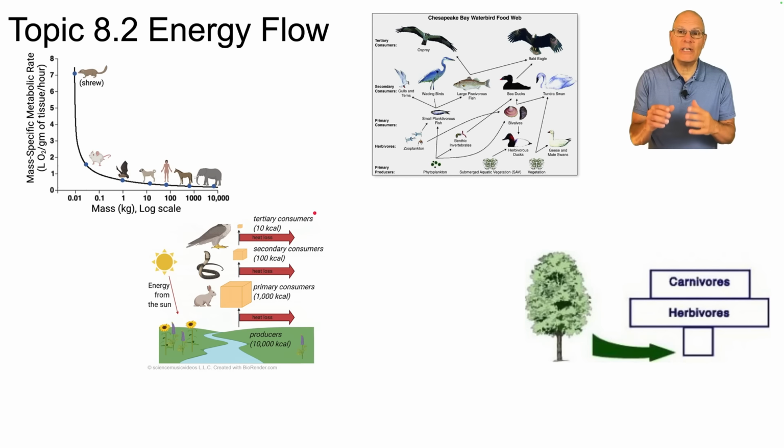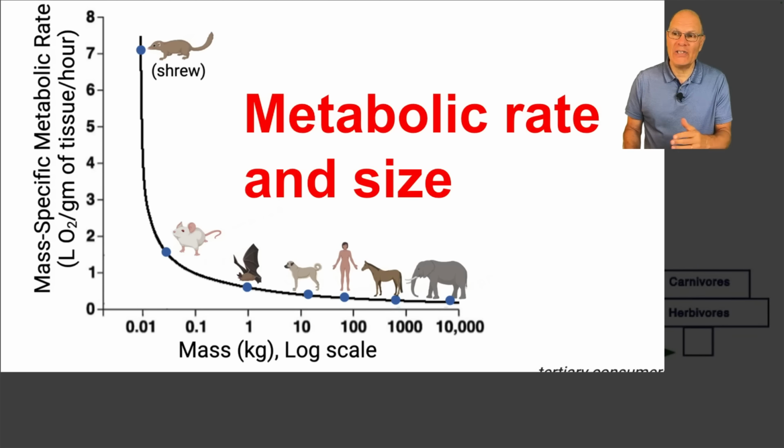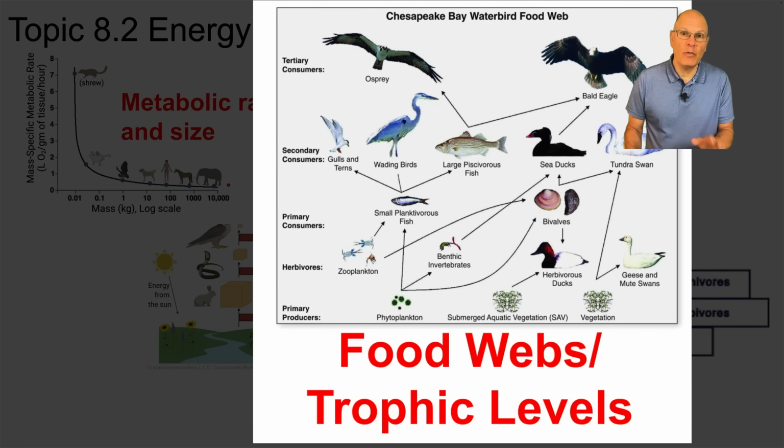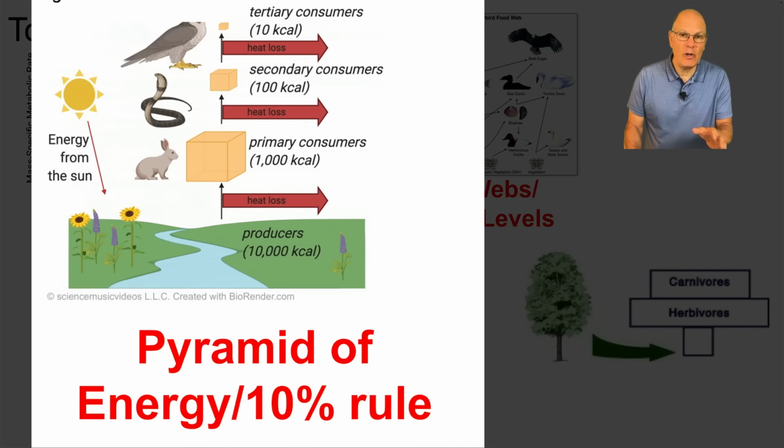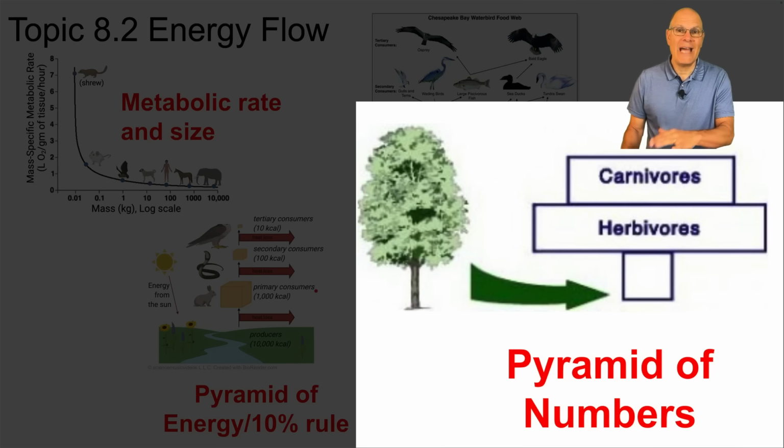Topic 8.2 is about energy flow in individual organisms and entire ecosystems. The topics covered include metabolic rate and size and the relationship between the two, why animals like shrews have such a higher metabolic rate than large animals like elephants, the flow of energy through food webs, including the concept of a trophic or feeding level, the idea of the pyramid of energy and how only 10% of the energy gets passed from trophic level to trophic level, for example, from producers to primary consumers, and then other ecological pyramids, not limited to, but including the pyramid of numbers.